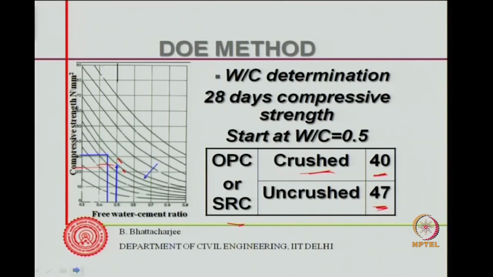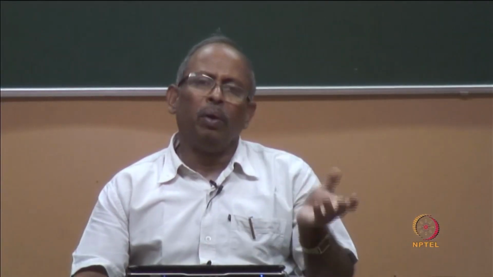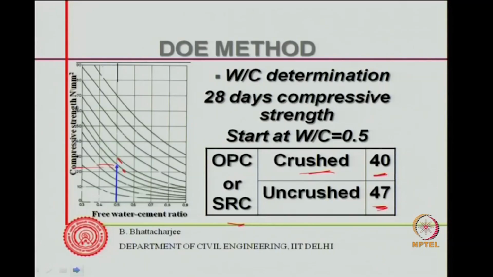Let me repeat. First you cast a trial mix with 0.5 water cement ratio. Determine the 28-day strength. You can even do an accelerated test, but this is to be done only once for your system. Later on you may not do it. With the same results you can use it for any grade of concrete, for example M25, M30, M40. You can design it for any grade of concrete.